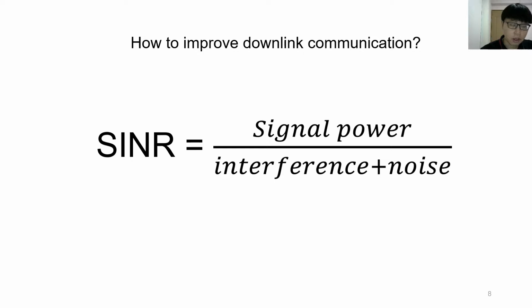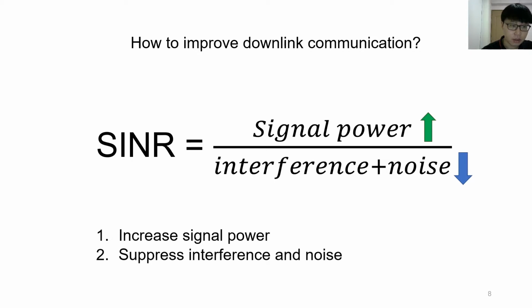The next question is, how can we improve the downlink communication? Essentially, we need to improve the SINR of the downlink. The SINR is the signal to interference and noise ratio. We have two basic ways. First is to increase the signal power. Second, we can suppress interference and noise.